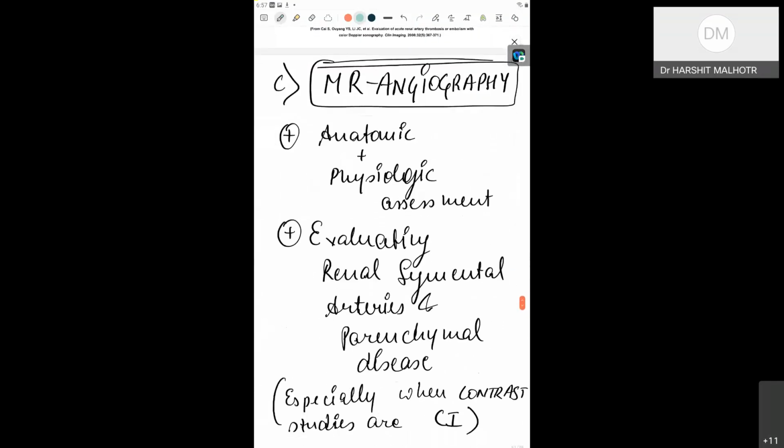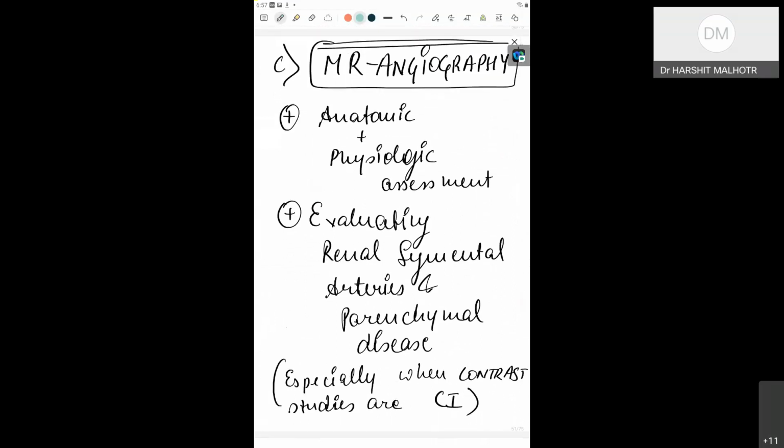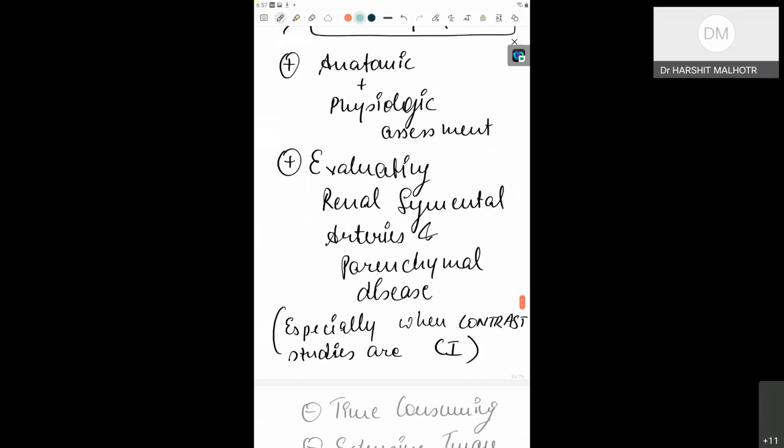Second is MR angiography. It is highly sensitive. The most important thing is that anatomic plus physiological assessment can be done in a case of MR angiography. Plus, CT angiography can majorly tell us about the main renal artery or the primary and the secondary segmental branches. But for evaluation of renal segmental arteries and even intraparenchymal disease, MR angiography is superior to CT angiography.